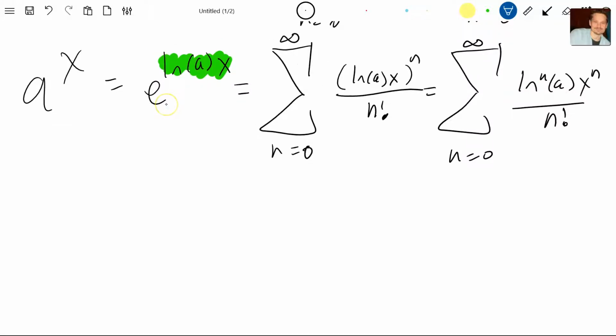And that's how you can make use of the basic natural base function e and get a series for things like a to the x, where a is a number like 2.58 or 1.98, whatever it happens to be. You can rewrite in terms of e.